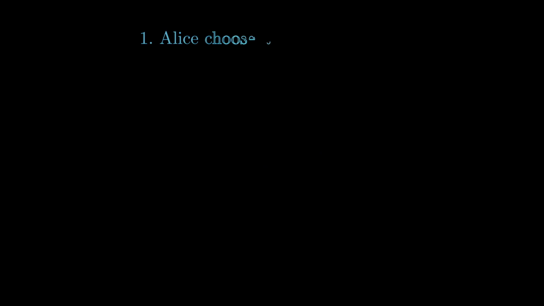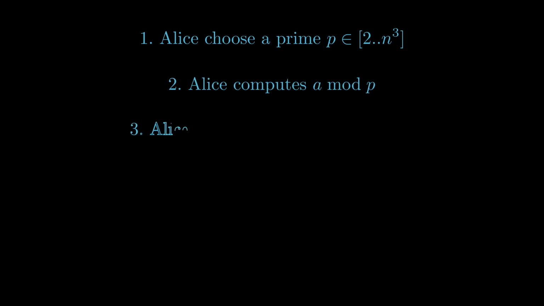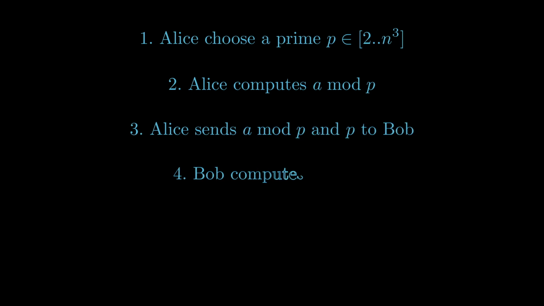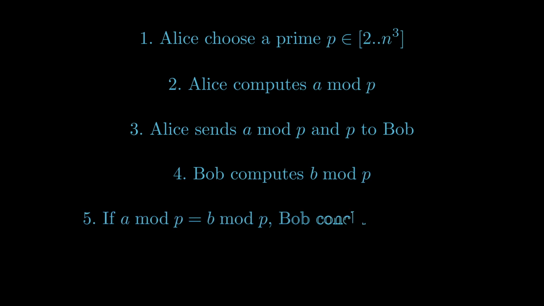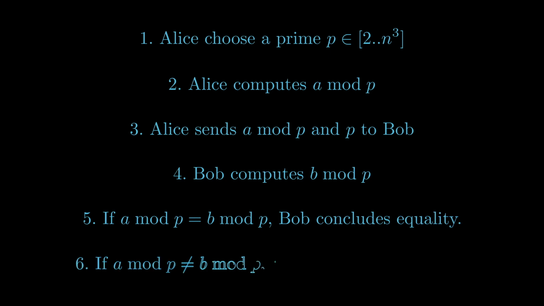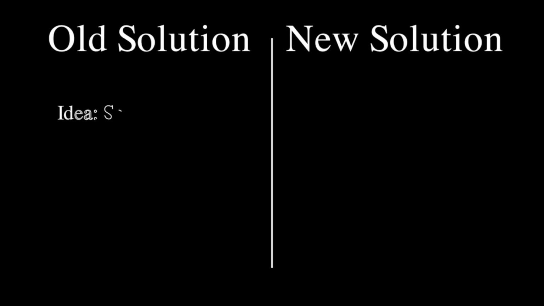Here is the solution. Alice will choose a prime number found in the integer interval 2 to n cubed called p. Using p, Alice will compute a mod p. She will then send a mod p and p to Bob. Bob will then compute b mod p. If a mod p equals b mod p, then Bob will conclude that a equals b. If he sees that a mod p and b mod p are different, then he will conclude that a and b are different.